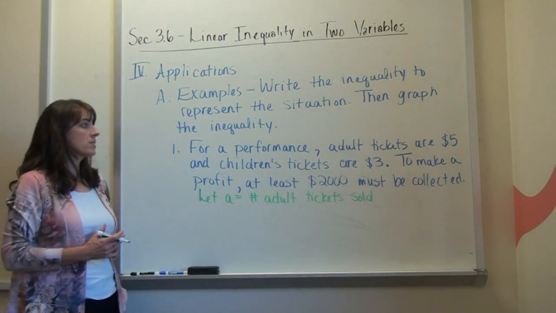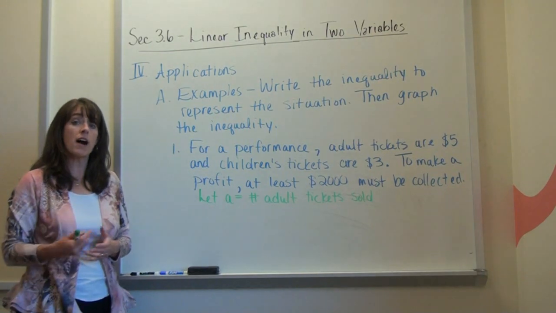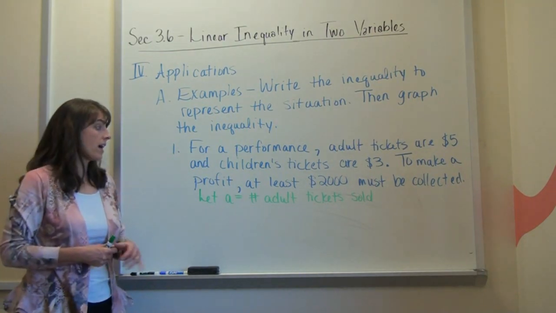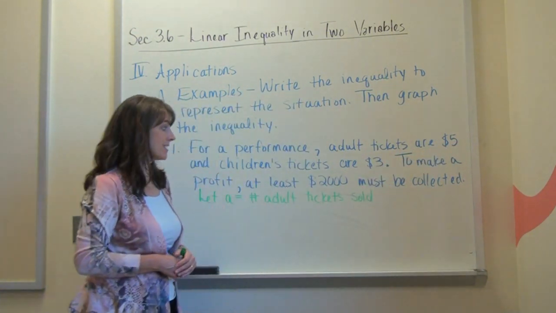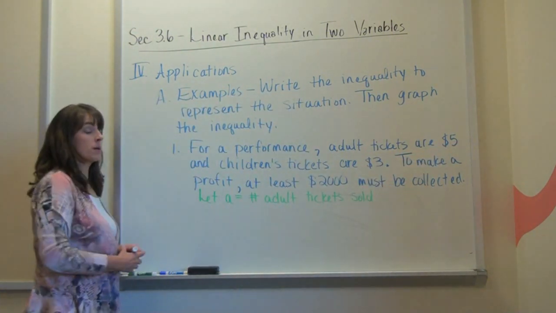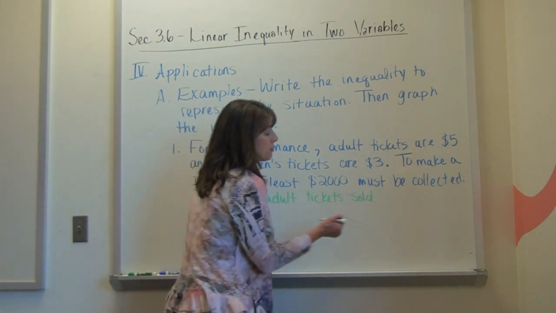But what I do know is that when I take that A, the number of adult tickets, they're going to be $5 each. So if I have a number of tickets sold at $5 each, how would I represent the amount of money that I'm going to collect off of all of these adult tickets? That would be 5A.